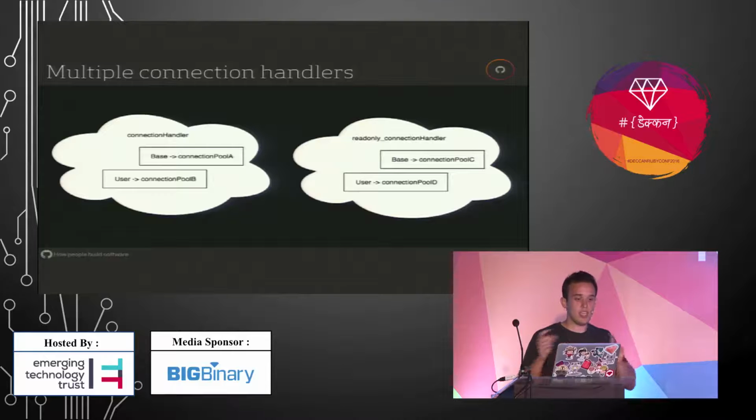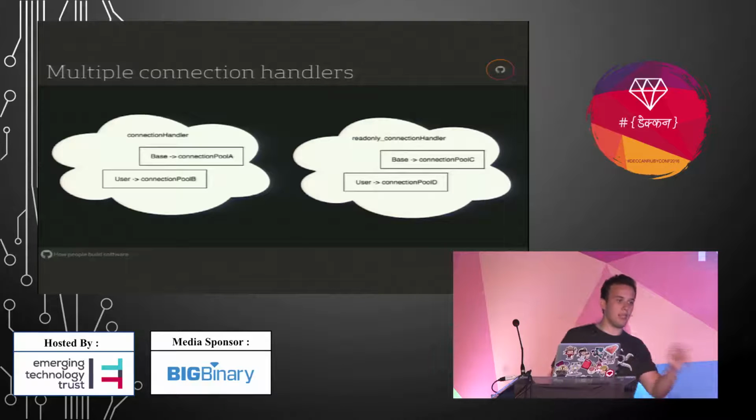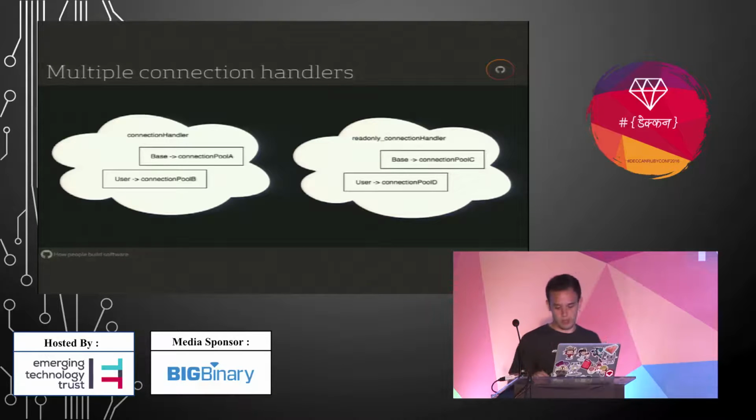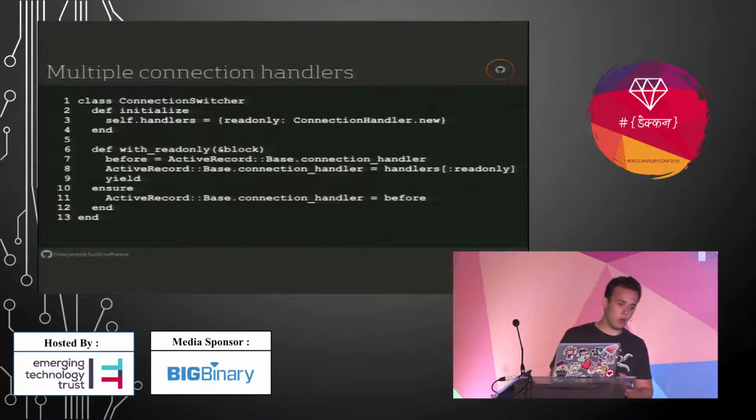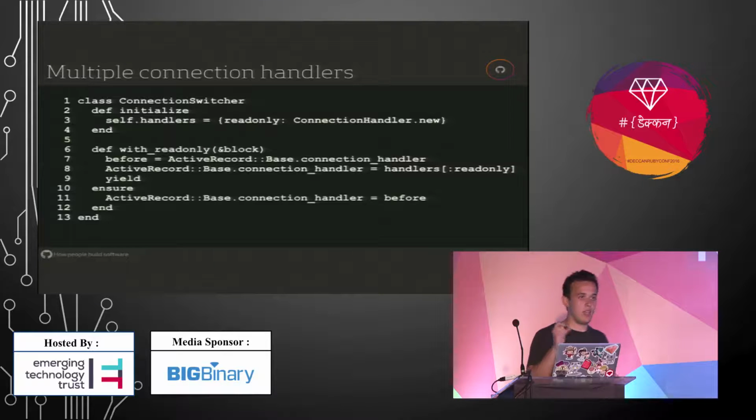And at runtime, I can change it, saying you should go to the main database, or you should use the read-only database. So this is how the code looks. Of course, this is a super simplification of it, just to illustrate the problem here. You would have a connection switcher. You have an initializer here that creates a hash map of handlers. And the important method here is on line 6: a with read-only method that receives a block. What that method does is swap the default connection handler at runtime.